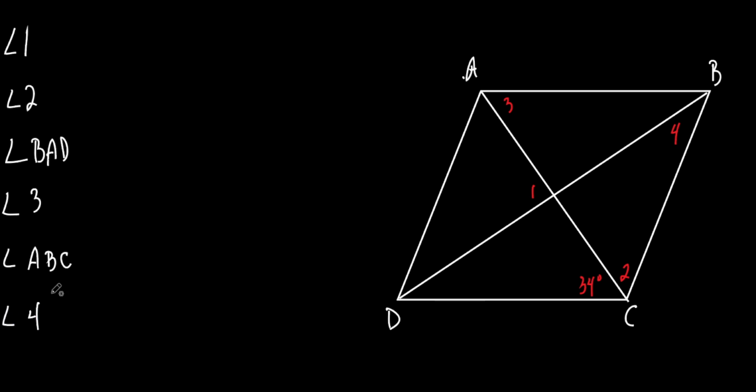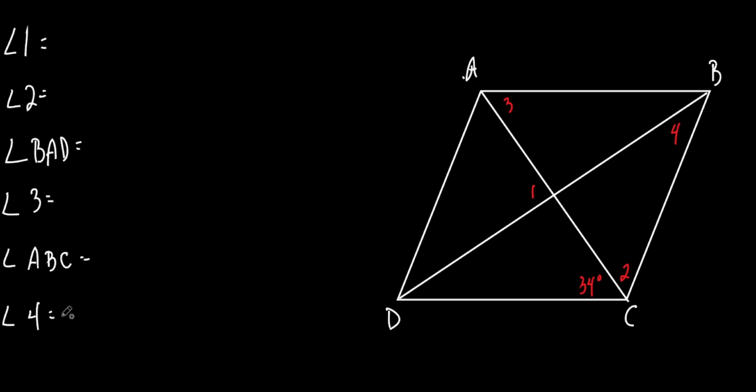All right, now, this is really not drawn to scale. I probably should have flipped it the other way. I'll show you in a second. All right, so here's what we're finding. We're finding 6 different things. Angle 1, angle 2, angle BAD, angle 3, angle ABC, and angle 4. This is way easier than what it looks, I promise.